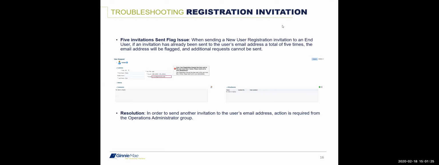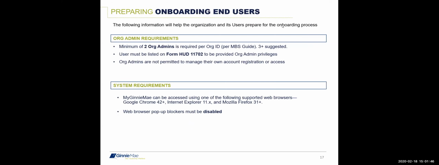So in order to send another invite to the user email address, action is required from the operation admin group. So you don't want it to get to that 5th email, because we have to do some magic behind the scenes to allow you to send that invite again. So those are just some of the things we wanted to share. Next screen. And then I'm going to pass it over to the lovely Letitia.